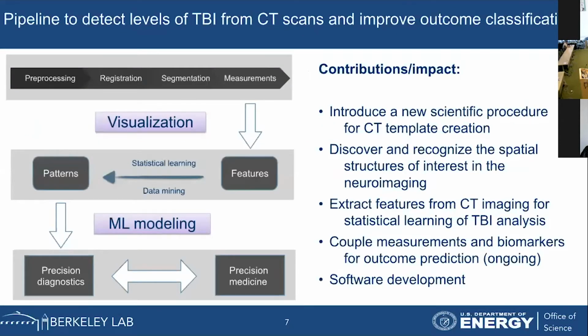So just to give you a big idea about what I'm doing in this project, the pipeline is shown on the left. We start with pre-processing data, and we do image registration and segmentation. We collect measurements from this visual imaging, and then by extracting features, we eventually build statistical models to find the patterns in the data. And the final goal is to help radiologists with their analysis in precision diagnostics and prognostics.